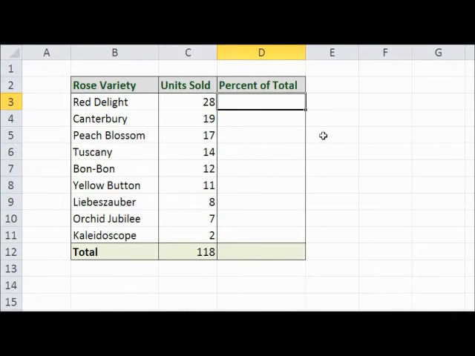Now there are other times where you don't want the cell reference to change. In this example, we have different varieties of roses, and we want to find the percent of the total sold for each type. So for Red Delight, we know that we sold 28 units, but what percentage of the total is that? We can find the percentage by dividing. I'll type the equal sign, and then C3 divided by C12.